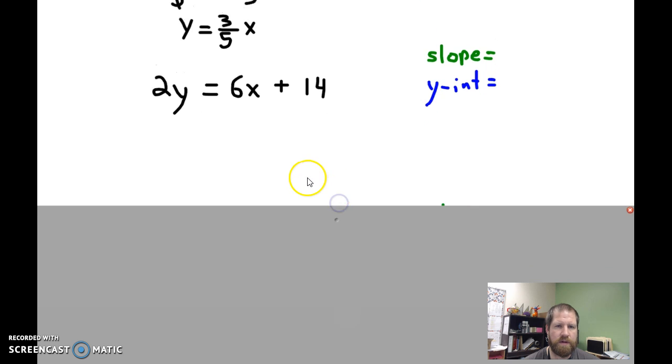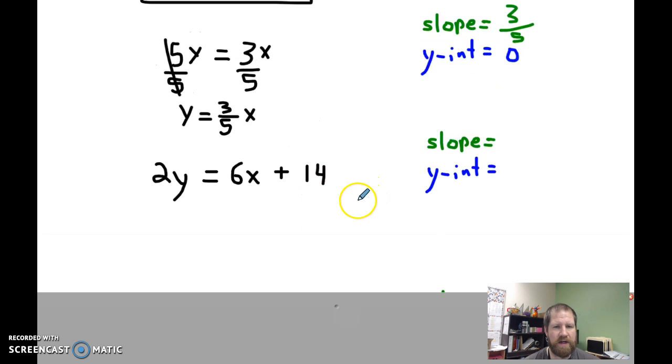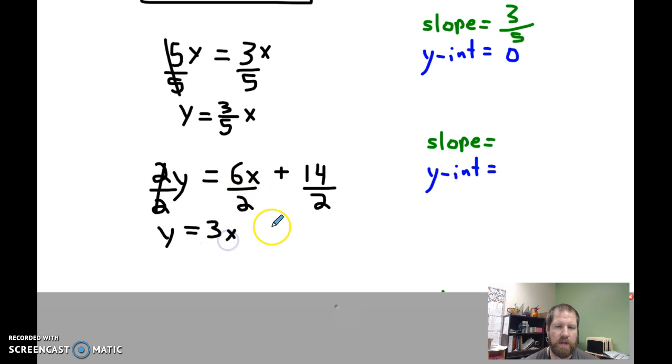Okay. So for this one, I have the same type of setup where I've just got a number multiplying by y. Okay. So all I've got to do to get rid of that is divide it. But keep in mind, I do have to divide it by every term in my equation. So I have to divide it by my 6x and by my 14. All right, so cancel. I'll get y is equal to 6 over 2 times x, or 3x, plus 14 over 2, or half of 14, which is 7.